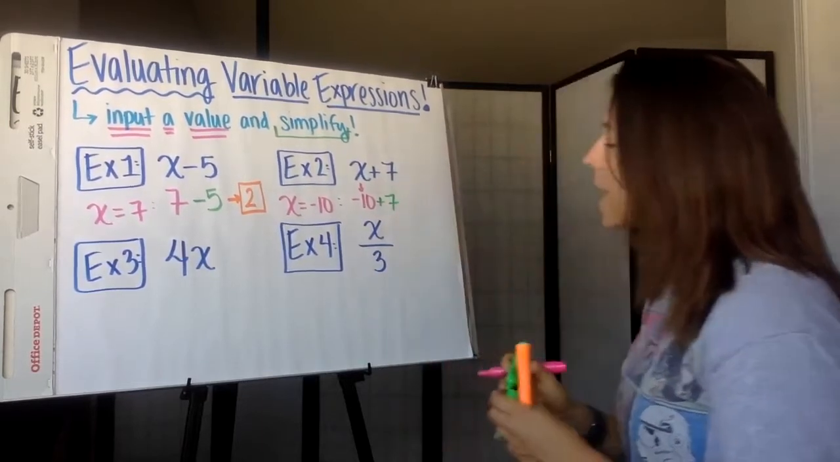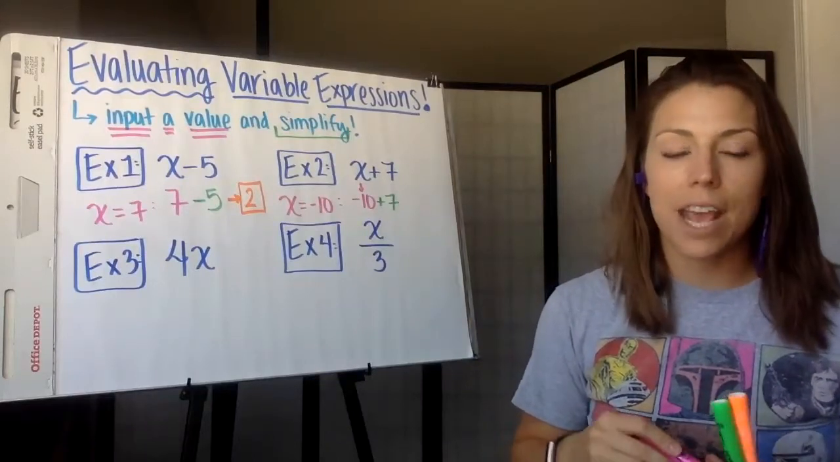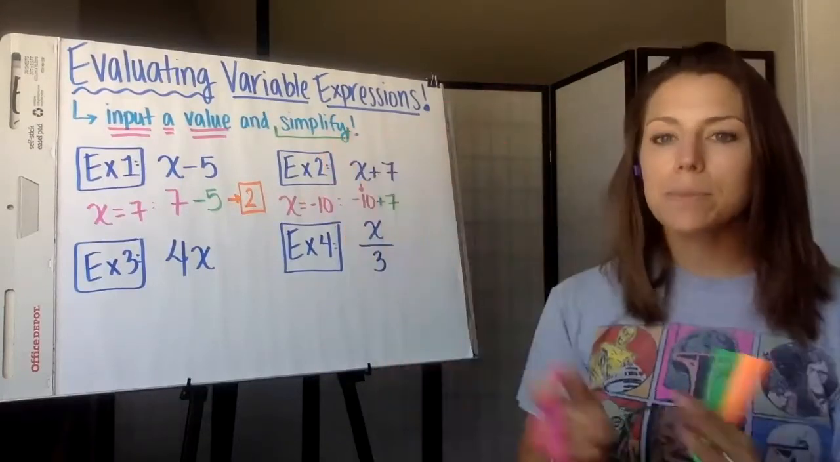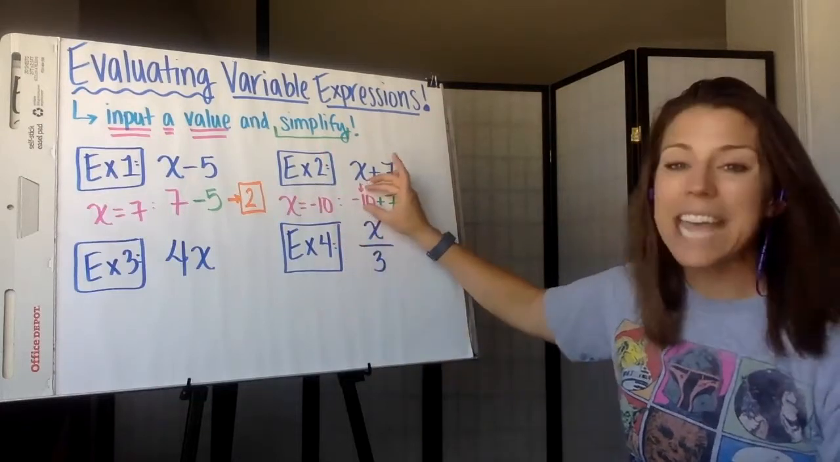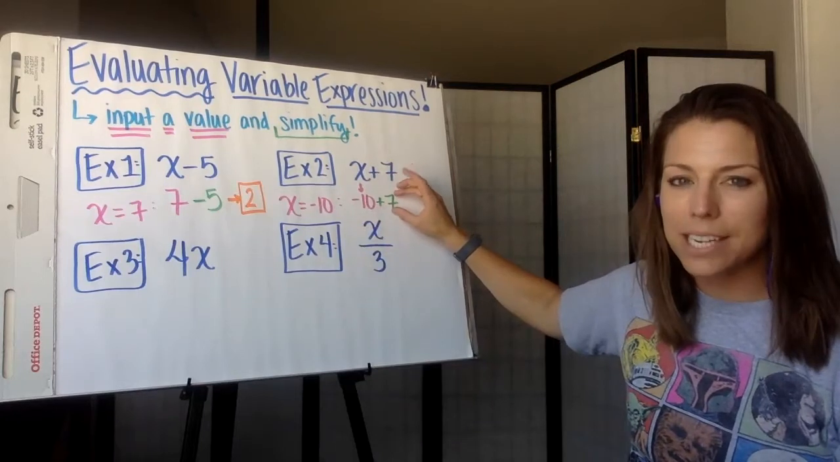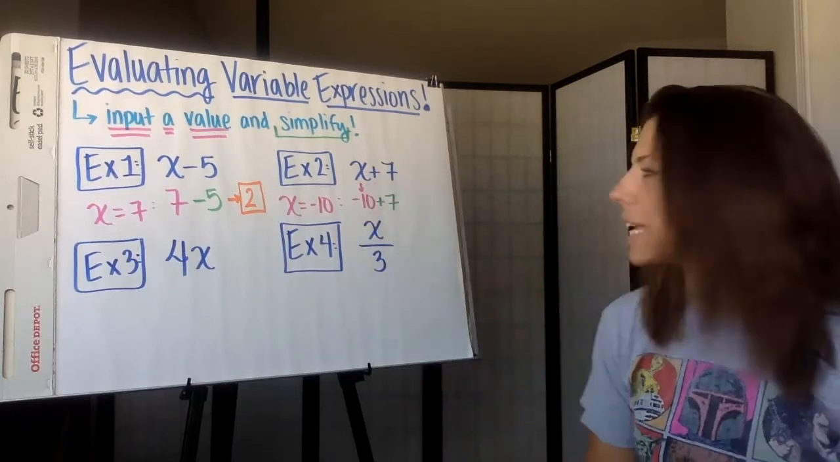Now careful here with negatives because our brains see 10 plus 7 and we think 17. But you have to be careful. This is -10 plus 7, which really means if I have 10 negatives and 7 positives, that's not going to make 17 negatives. That just doesn't make any sense.